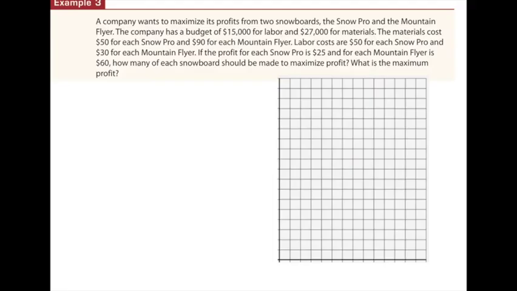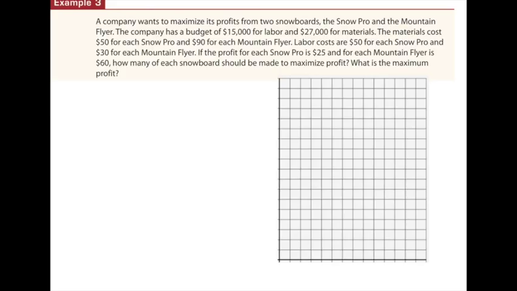A company wants to maximize its profits from 2 snowboards, the Snow Pro and the Mountain Flyer. The company has a budget of $15,000 for labor, $27,000 for materials. The materials cost $50 for each Snow Pro and $90 for each Mountain Flyer. Labor costs are $50 for the Snow Pro and $30 for the Mountain Flyer. The profit for the Snow Pro is $25 and for the Mountain Flyer is $60. How many of each do they need to make to maximize the profit, and what will the maximum profit be?